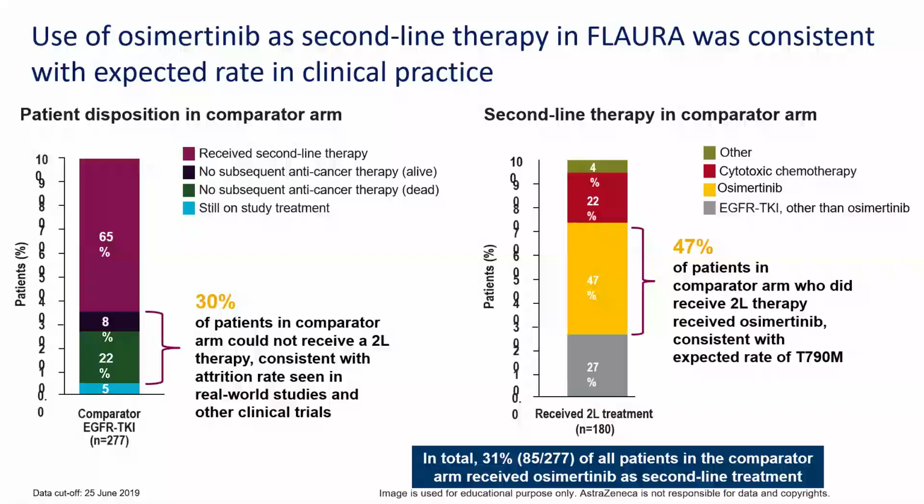The use of Osimertinib as second line therapy in FLAURA was consistent with what is expected in clinical practice. In second line, 47% of patients in the comparator arm received second line Osimertinib, consistent with the expected rate of T790M mutation. In total, 31% of all patients in the comparator arm received Osimertinib as second line.